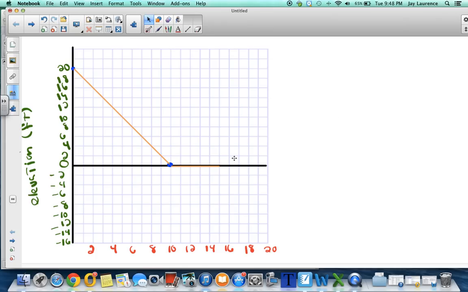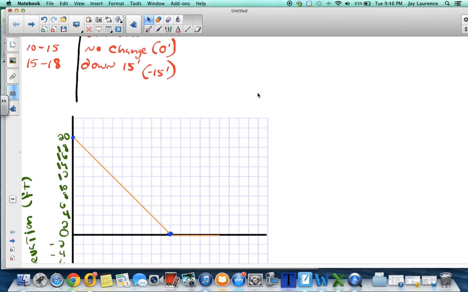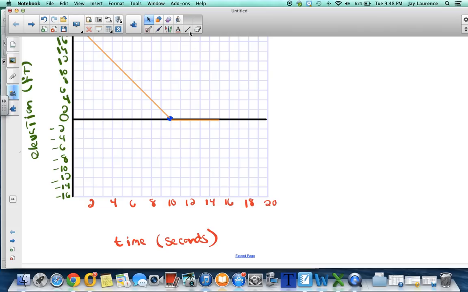And I've got that a little bit below so that you can tell that he did it. And then finally, for 3 seconds, he goes down 15 feet. Okay, and so we'll get this segment here. And he goes down 15 feet. And so it's going to be right there.